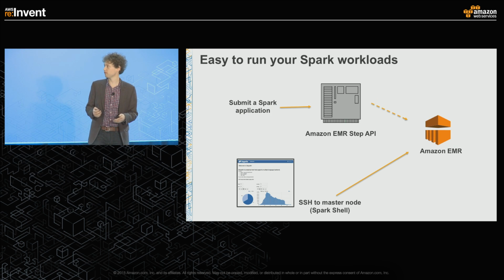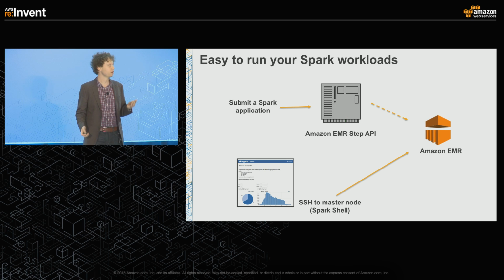Running Spark on EMR, there's a variety of ways you can run your Spark workloads. You can create a Spark application and submit it to the EMR step API. You upload your application to S3, submit some information about it, and the EMR API will, in serial, send those applications up to Spark running on your cluster, run the job, and then typically the output of that job will be pushed back to S3.